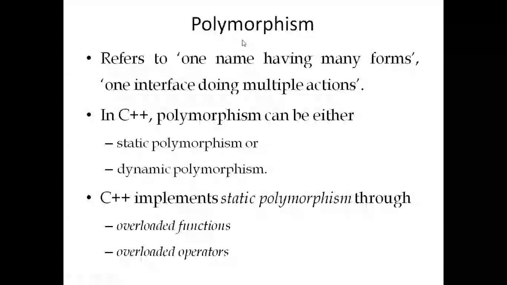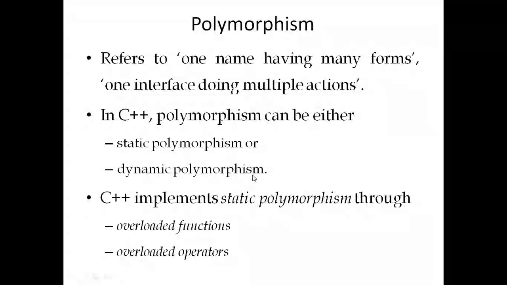What is the meaning of polymorphism? We all know that poly means many and morph means form, right? So there is going to be one interface doing multiple actions. That is what is meant by polymorphism, and it is a property of any object-oriented programming language, right? And in C++, polymorphism is supported basically in two ways. One is called static polymorphism, another one is called dynamic polymorphism, right?